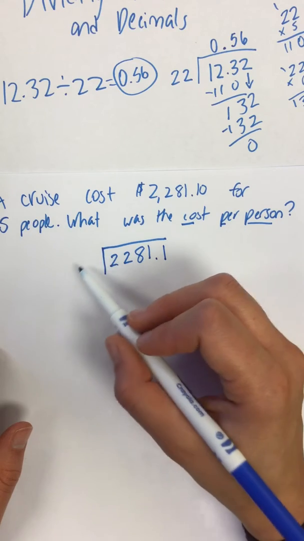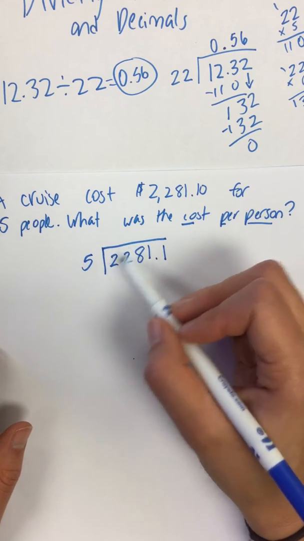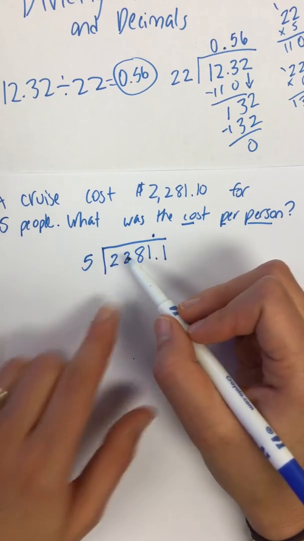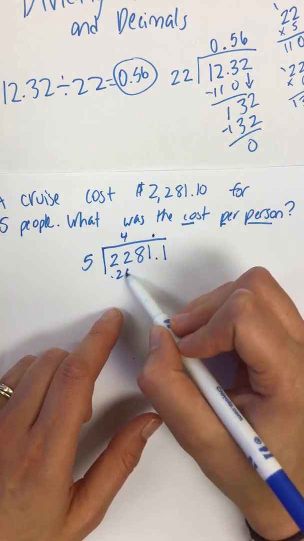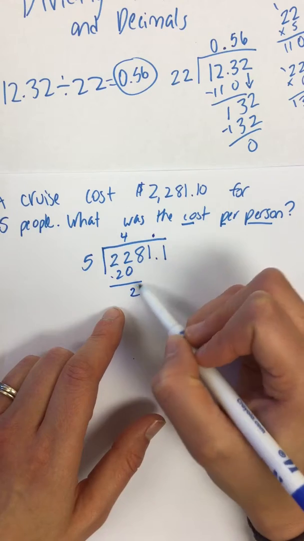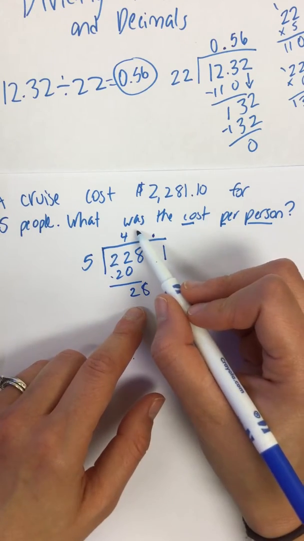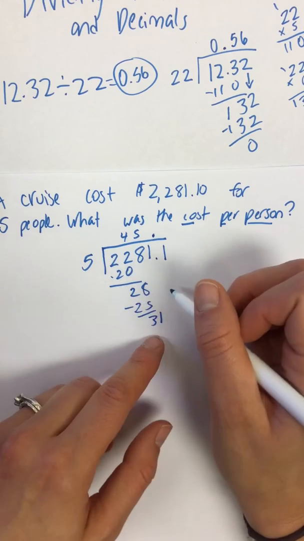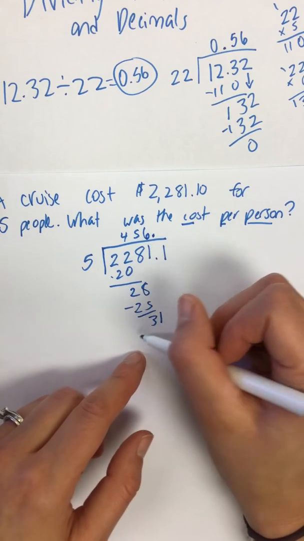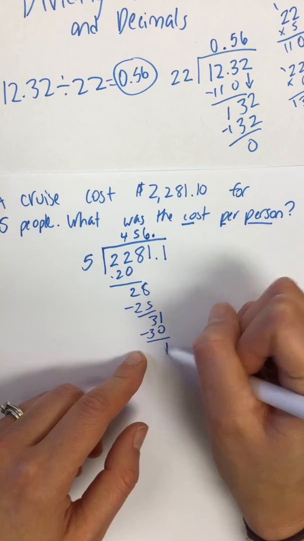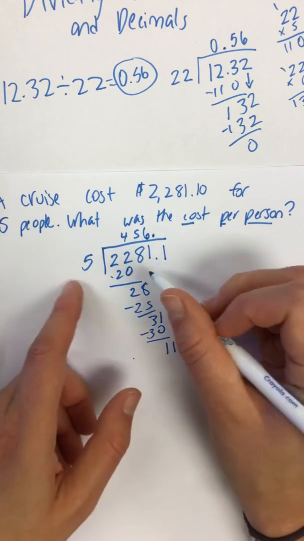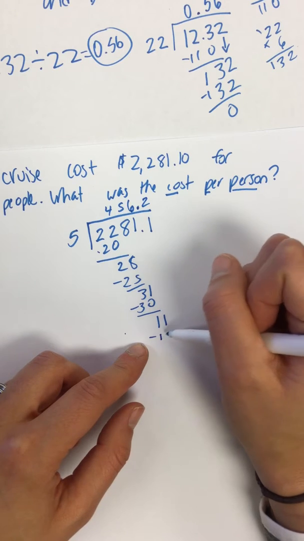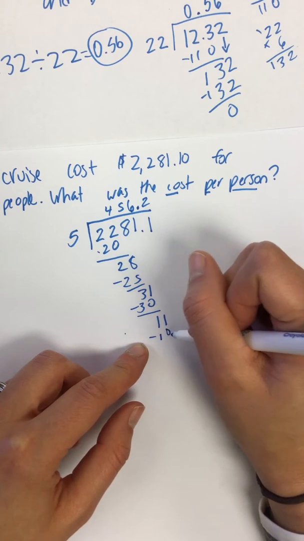2281.1, you could put the 0, divided by 5. Same thing as I did above. Make sure to bring that decimal straight up. 5 goes into 22 4 times, minus 20, leaving 2. 5 goes into 28 5 times, minus 25, and bring down the 1. 5 goes into 31 6 times, and bring down the 1. 5 goes into 11 twice, minus 10.